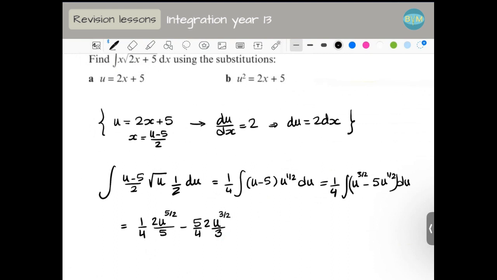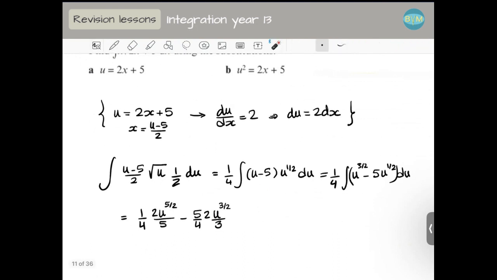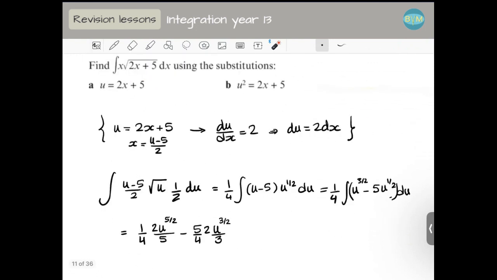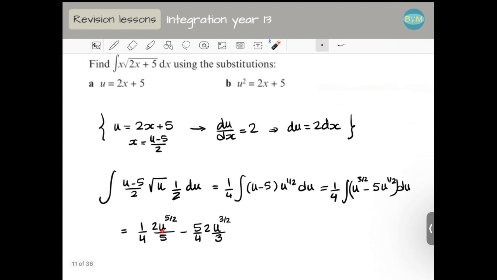All okay? I'm going to simplify the coefficients that I can, like these 2's, but I have to give my answers in terms of x, because I'm integrating in terms of x. So now, instead of u, I'm going to write back my 2x plus 5, and simplify the coefficients a bit. Instead of u, I write 2x plus 5 to the powers that I have, 5/2 divided by 10, minus, so I simplify this, and I simplify this.